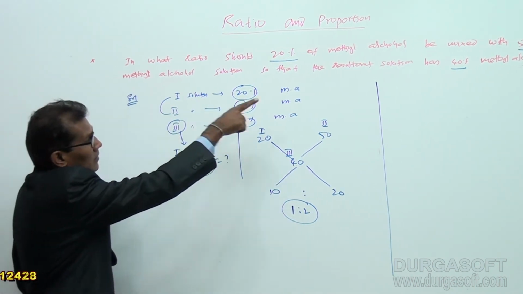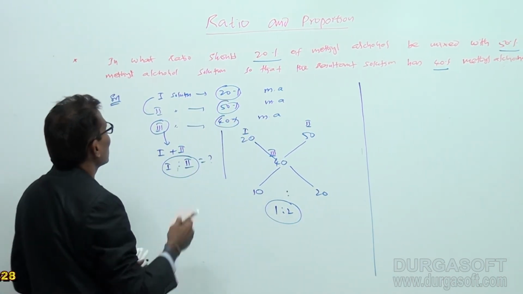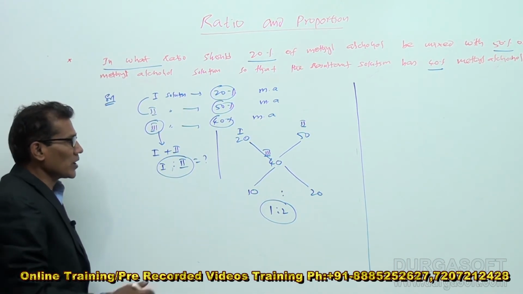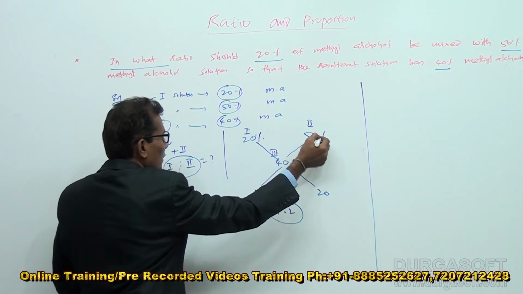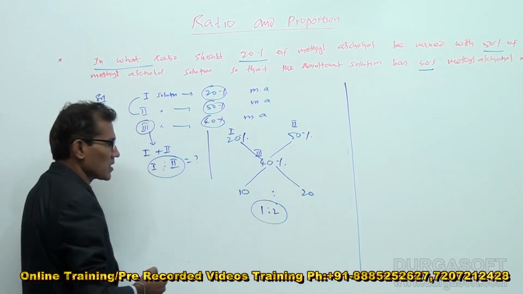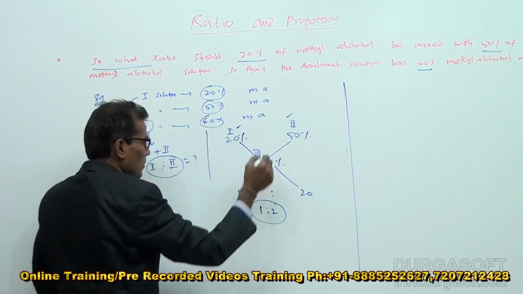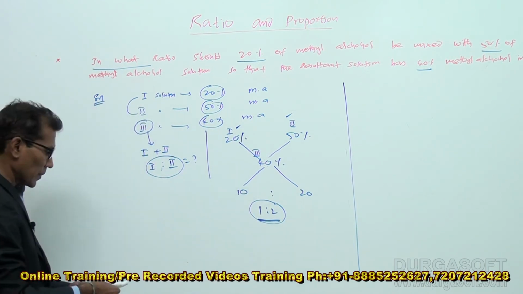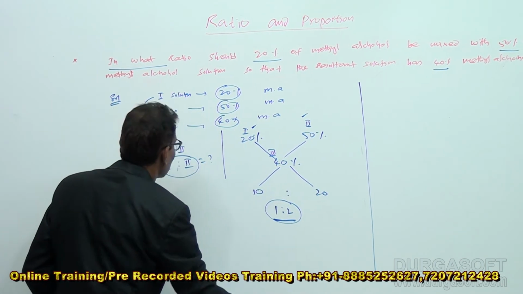So here, in what ratio should the first and second solution be mixed to get 40%? It is 20%, 50%, and the resultant required is 40%. So the first and second solution must be mixed in the ratio 1:2, which is going to be your right option. Let us take another question.